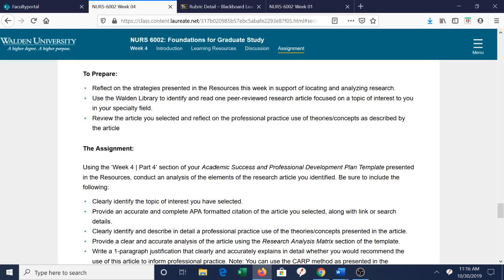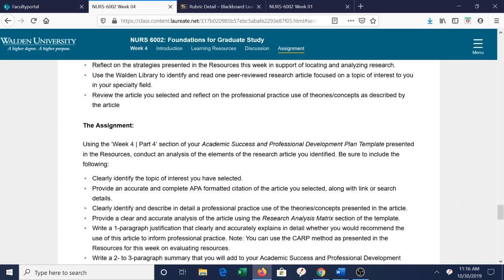So you're going to look for an article. You're going to find an article. You're going to review the article. Now, it says to reflect on the professional practice use of the theories and concepts as described. In other words, how are you going to use it? How are you going to apply it to practice? What can you do with this now that you've read it?